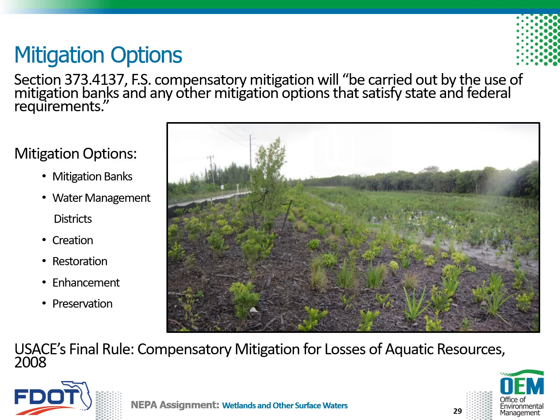As described in the Corps' final rule, Compensatory Mitigation for Losses of Aquatic Resources, 2008, compensatory mitigation can be carried out through 4 methods: the restoration of a previously existing wetland or other aquatic site, the enhancement of an existing aquatic site's functions, the establishment or creation of a new aquatic site, or the preservation of an existing aquatic site.